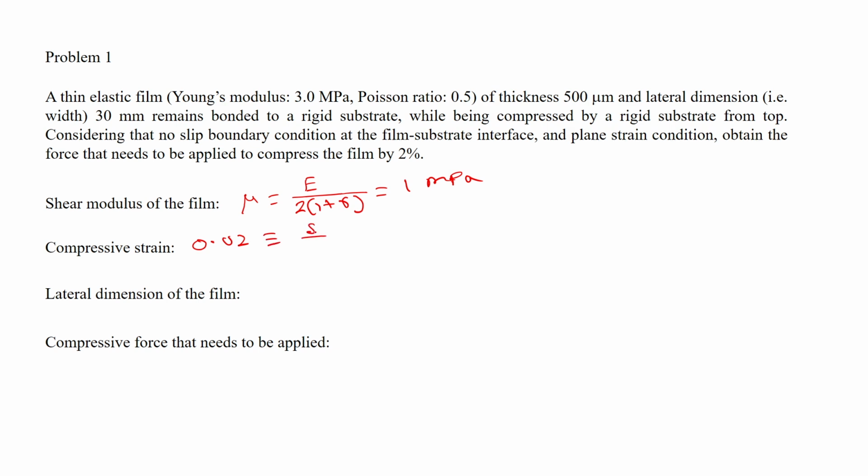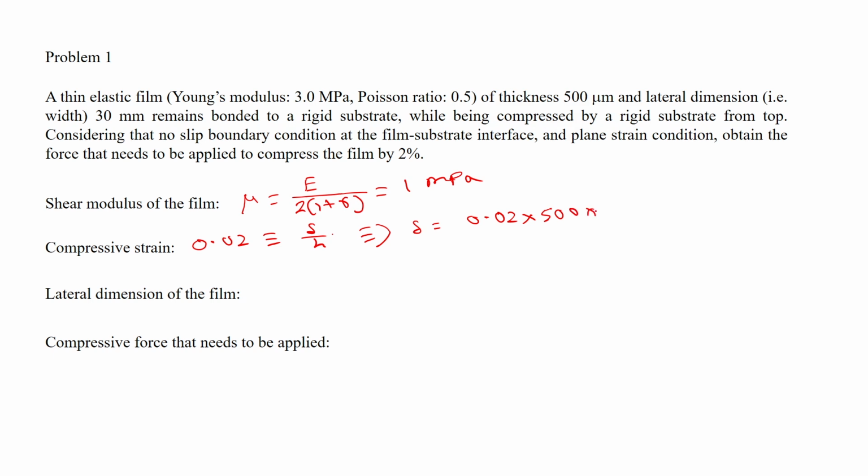This is actually equal to delta by h, remember that. Delta is the extent to which it has been compressed and h is the film thickness. So, the compressive strain is 2%, that is delta by h. So, this gives delta equal to 0.02 into h, and the thickness of the film is 500 micron.